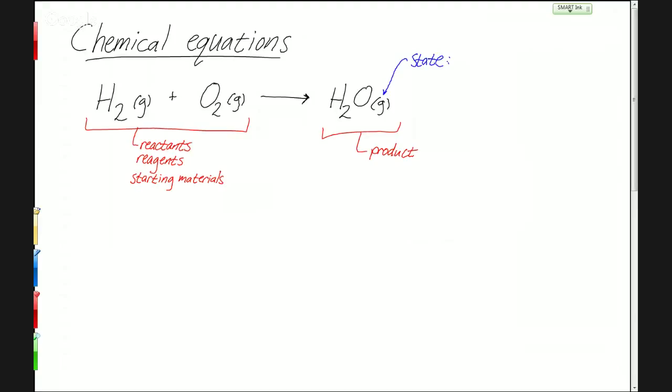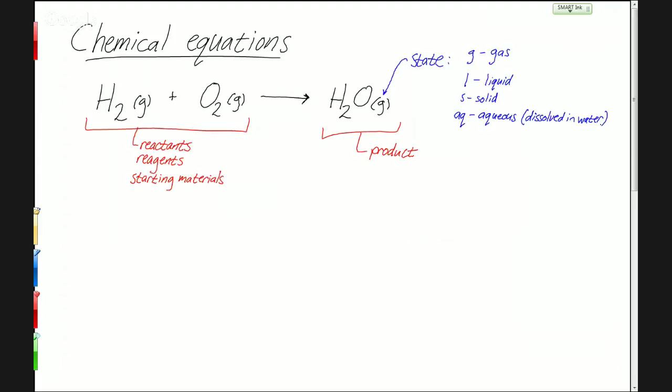The states that we'll usually use in these reactions are ones that you can probably guess. G for gas, L for liquid, S for solid, and then there's one more that is not really a state but is useful in terms of reactions, and that is AQ. AQ stands for aqueous, which means dissolved in water. So we'll see one of those four.